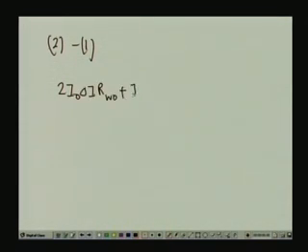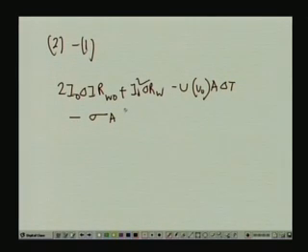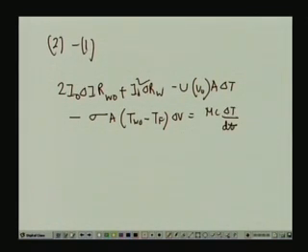Taking a new page, I am making 2 minus 1, and I will get the expression which looks like this: 2 I naught delta I RW naught, plus I naught square delta RW, minus U V naught A delta T, minus sigma A into TW naught minus TF delta V, equal to MC delta T by dt, right. Clear? This is our expression.